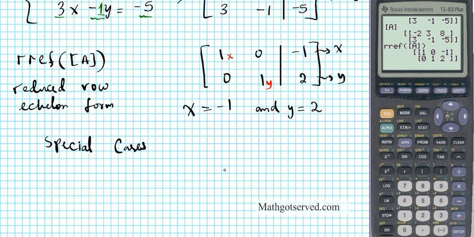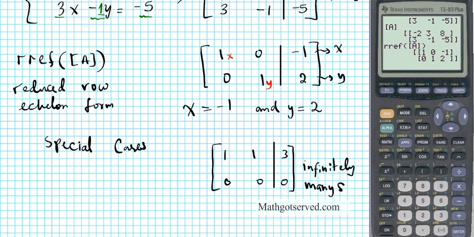If you have a matrix that looks like this, 1, 1, let's say 3, and then 0, 0, 0. This is an anomalous case, a special case. If any row consists entirely of 0 like this, then in that case you have infinitely many solutions. All right, that's what this is saying.